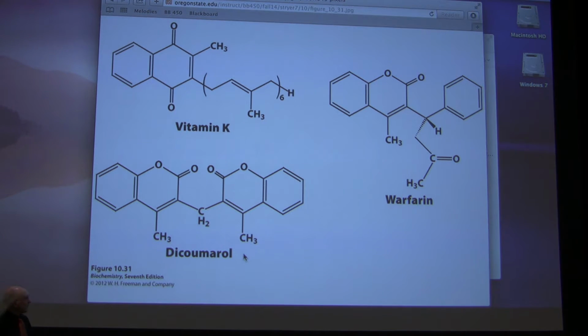All right. So that's what's happening with blood thinners, and they're just blocking the enzyme from binding to and using vitamin K to put that carboxyl group on. Okay, questions about that?